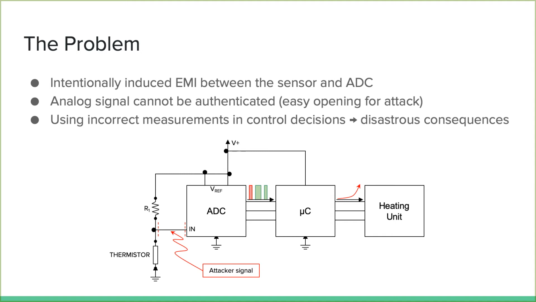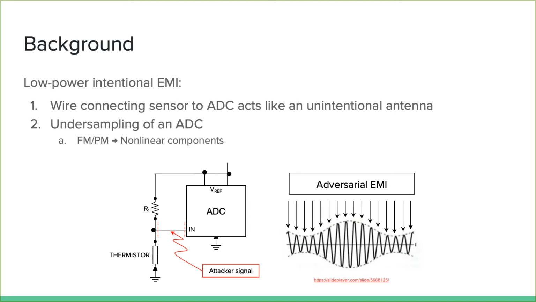So for example, an attacker signal inserts an EMI here before the ADC. Say we are able to flip the sign bit on the measurement. The microcontroller thinks it's really cold in the room and turns on the heating unit indeterminately. And you either have started a fire or raised your electric bill. So very disastrous results.